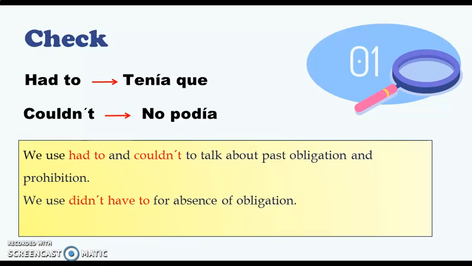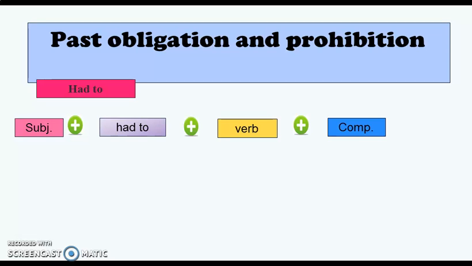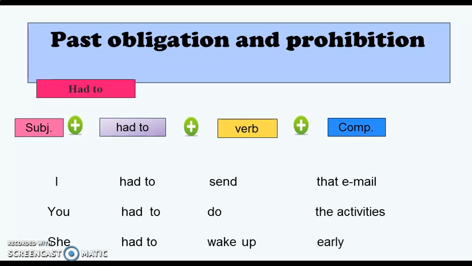How can we work with these modal verbs? Using had to. You need the subject, then had to, then the verb in present tense, and the complement. Examples. I had to send that email. Yo tenía que mandar ese correo. You had to do the activities. Tú tenías que hacer las actividades. She had to wake up early. Ella tenía que despertarse temprano. Here you have the subject, the modal verb, the verb, and the complement.